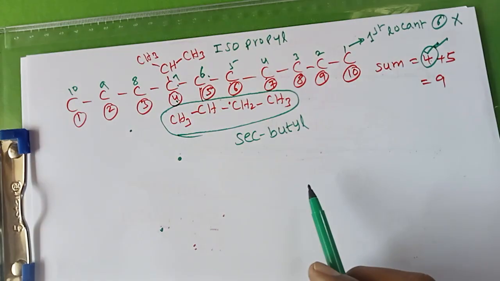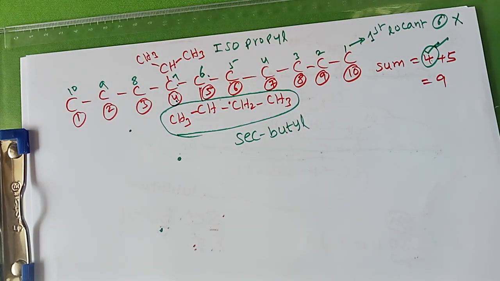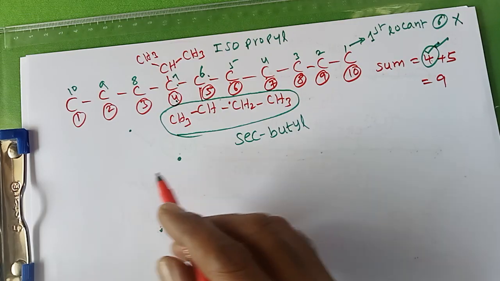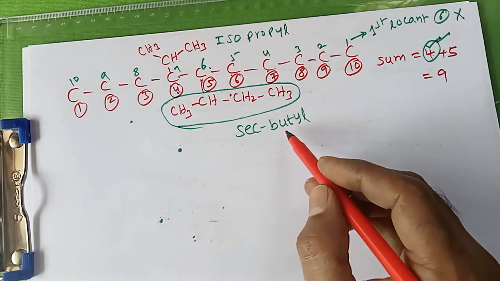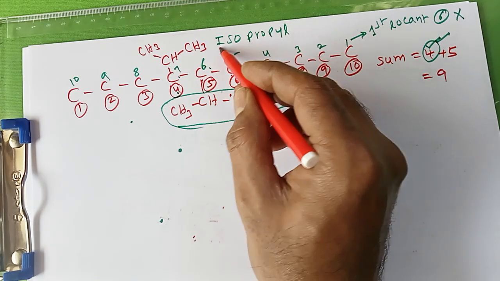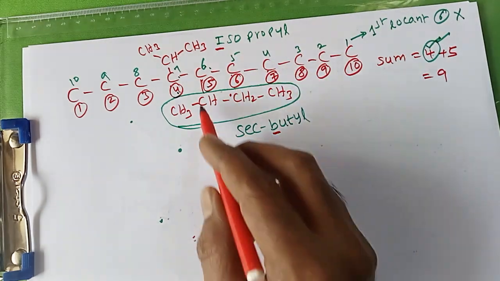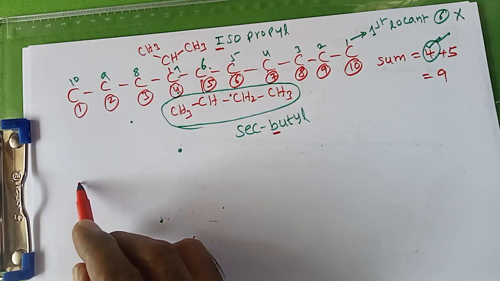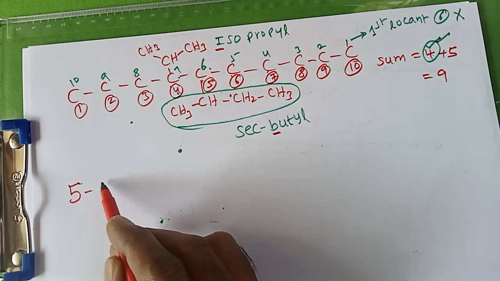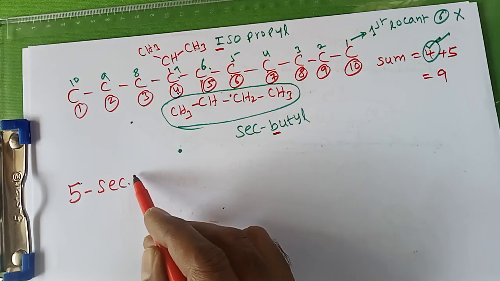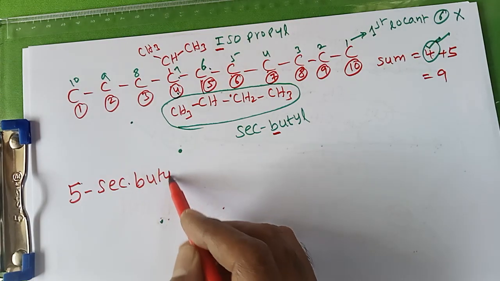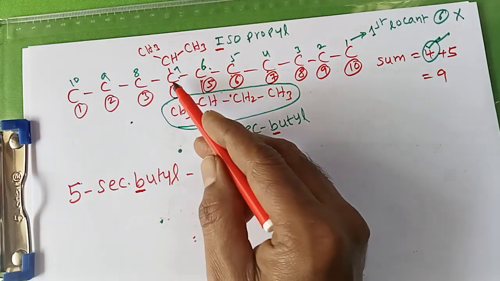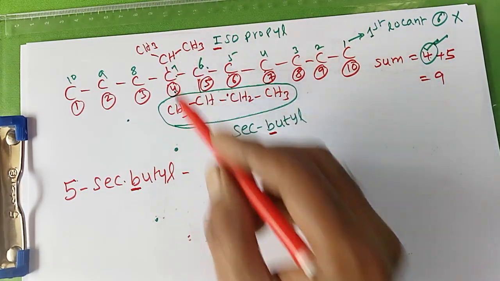Isopropyl. In the IUPAC name, naming is according to alphabetical order sequence. So in the secondary butyl, B comes first compared to I. So secondary butyl is at which carbon? The 5th carbon. So what is the IUPAC name now? 5 secondary butyl. According to alphabetical order, B first. Next at the 4th carbon, isopropyl.